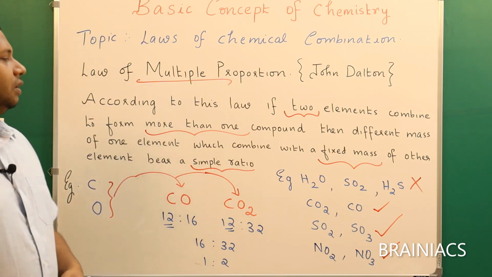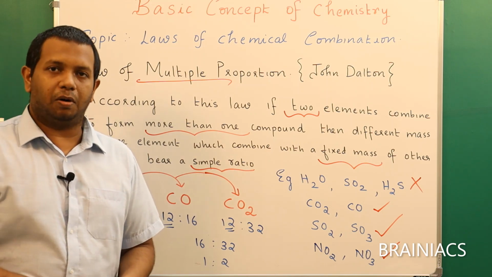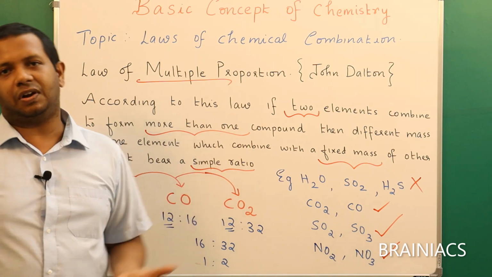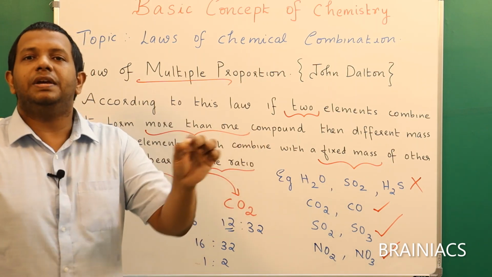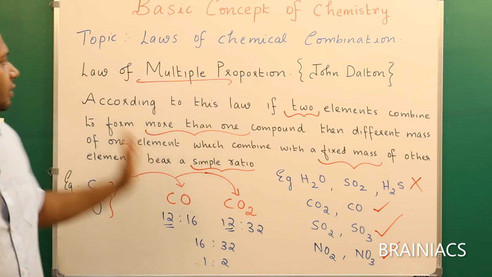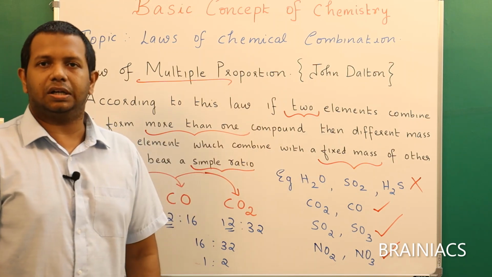Very simple. The law talks about two elements which combine to form more than one compound, and there if you fix the mass of one of the elements to one particular value, and take the mass ratio of the other element, it will bear a simple whole number ratio. This is the law of multiple proportion. This was proposed by John Dalton.